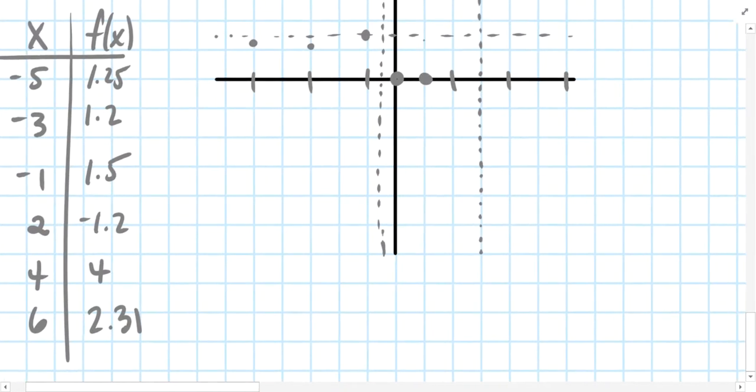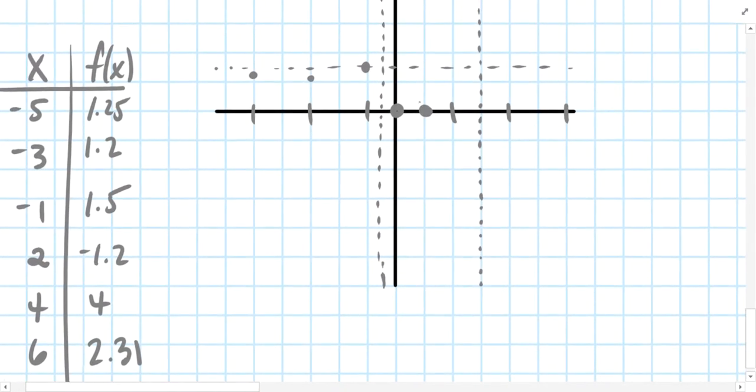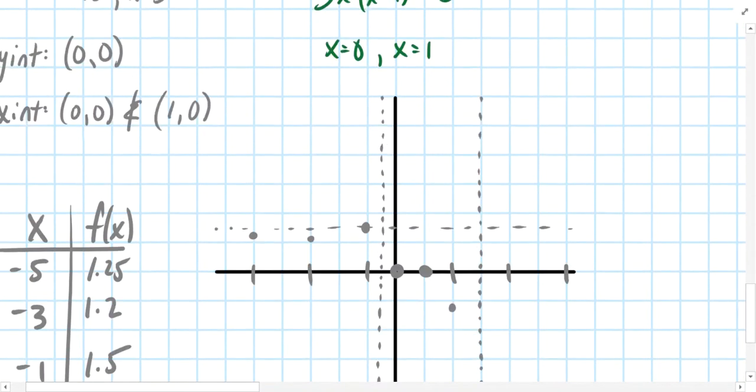Let's go to 2. When x is 2, we get a y value of -1.2. So that's down about here. When x is 4, we get a y value of 4. And when x is 6, we ended up with a y value of 2.3. That's right about here. So on the right-hand side, I'm pretty confident in saying that this graph is bounded and captured by the horizontal and vertical asymptote.